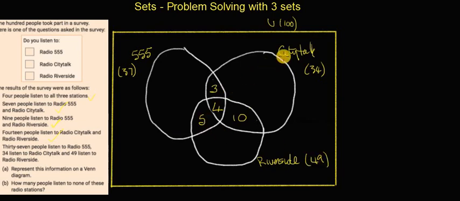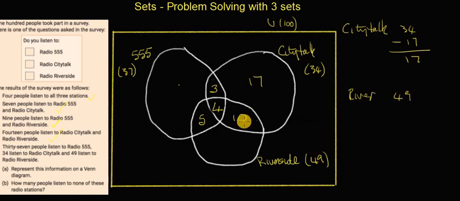So if you look at City Talk, there are 4 sections that make up this 34. In total, I need 34. So if I look at City Talk, I need 34 people in total, and I've currently got 10 and 4 is 14. 34 minus 14 means there's 17 people left over that I need to make up the 34, so that's 17. Let's look at Riverside. Riverside has to have 49 people, and I currently have 10 and 5 is 15 and 4 is 19. So 49 minus 19 is 30. So that's going to be 30 people go there.